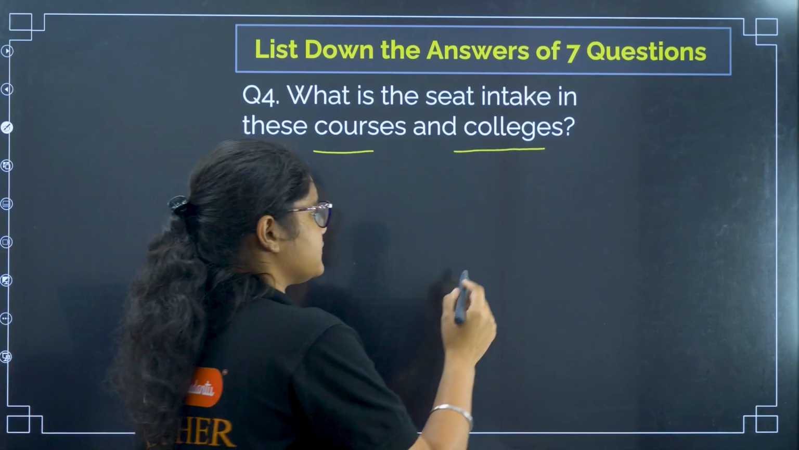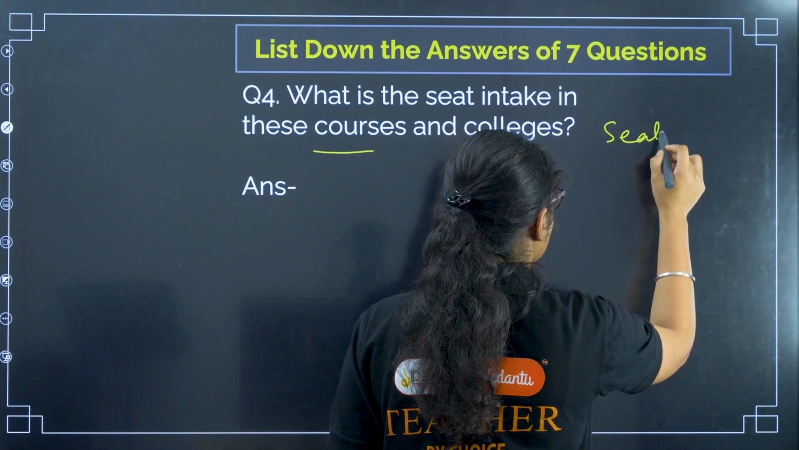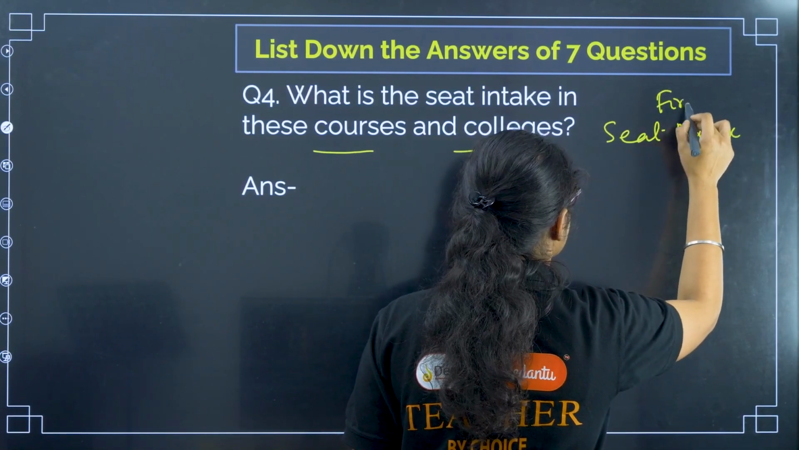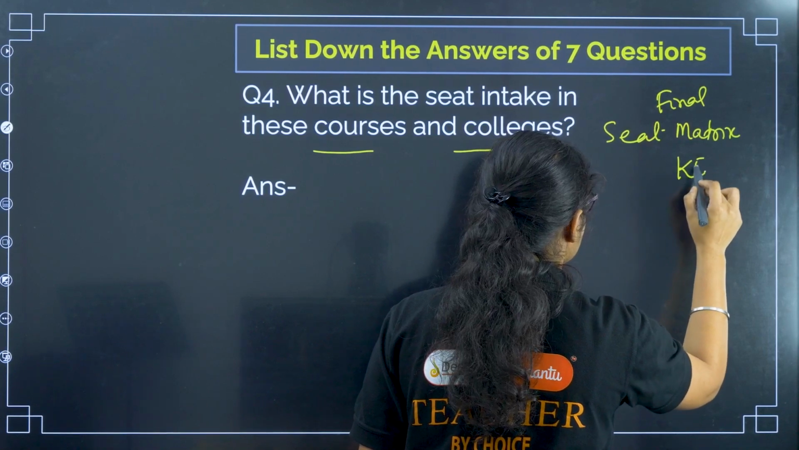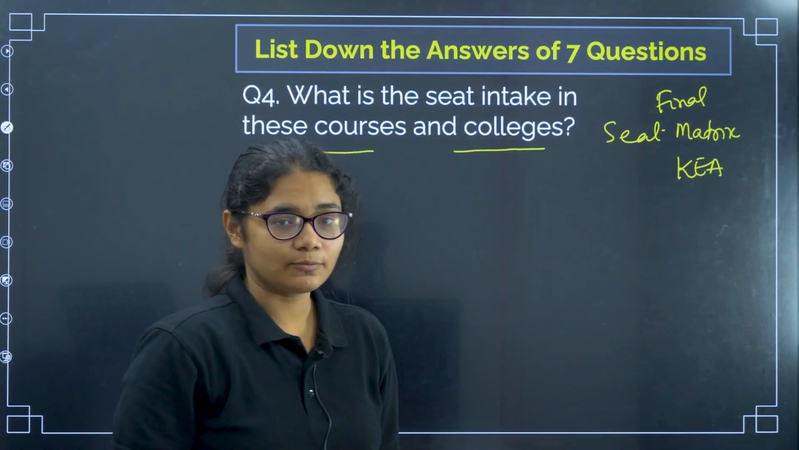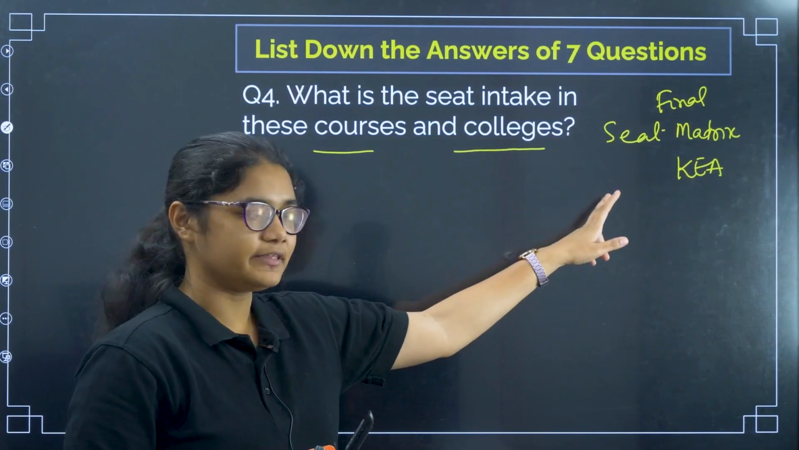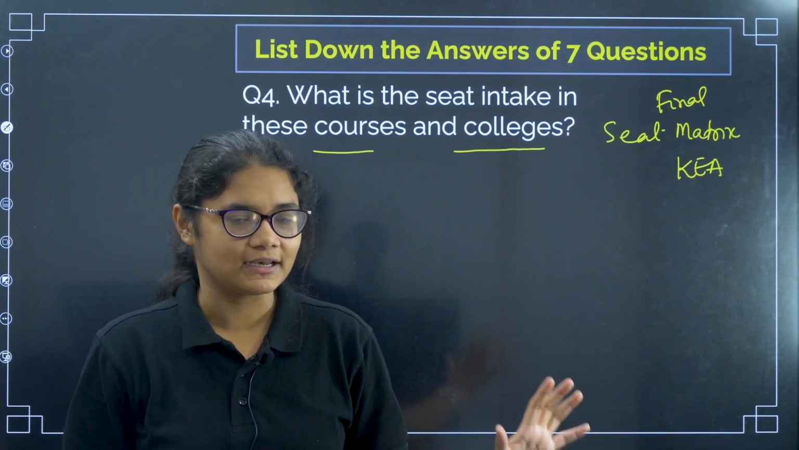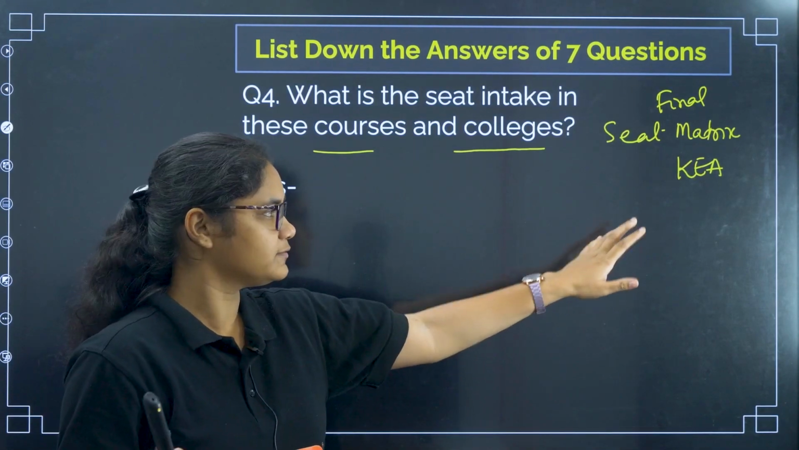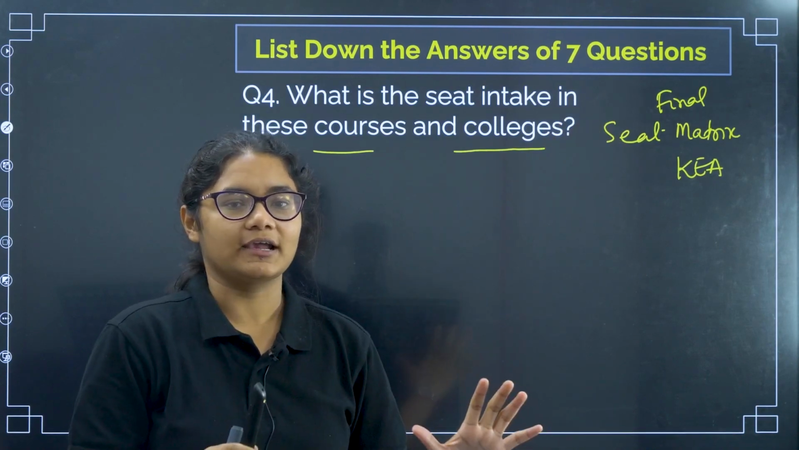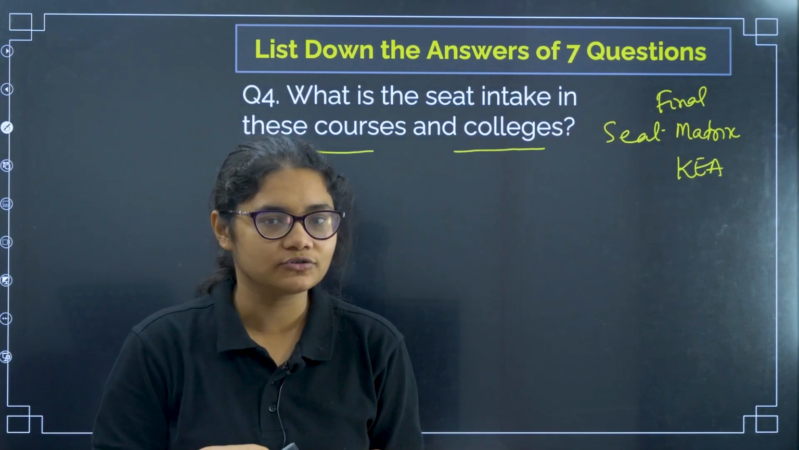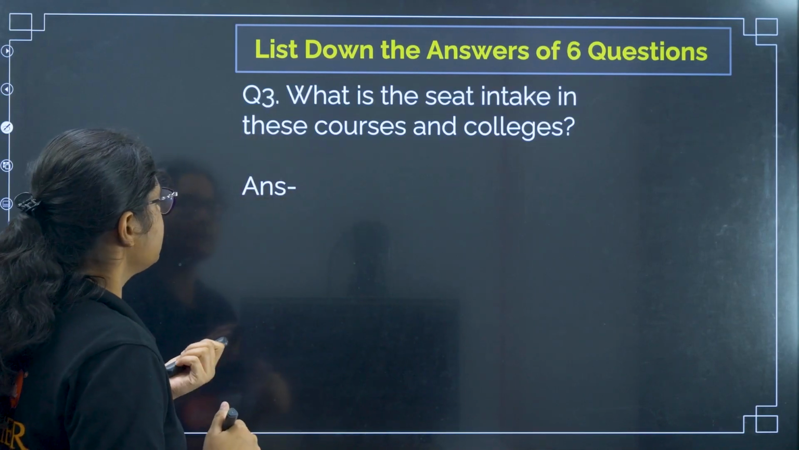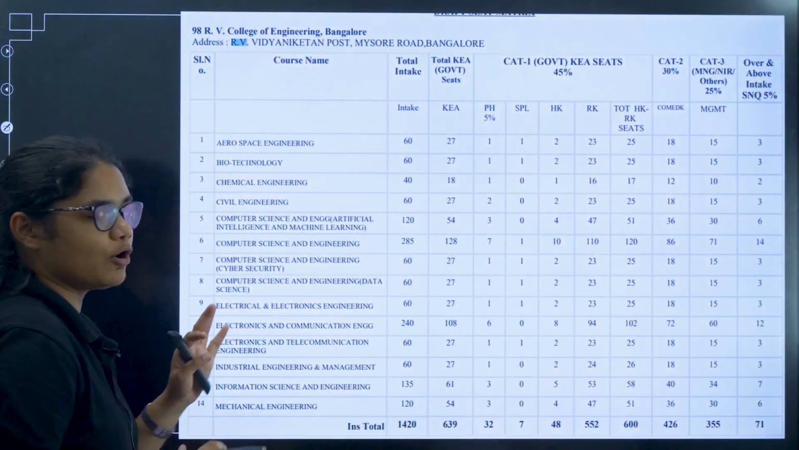KEA has released the seat matrix. The final seat matrix is there on the KEA official website, and we will also provide the link of this PDF in our description section. So no need to go anywhere and search; just go to the description section of this video, download this, and check the seat matrix for whichever college you want to join. For example, you can see here.